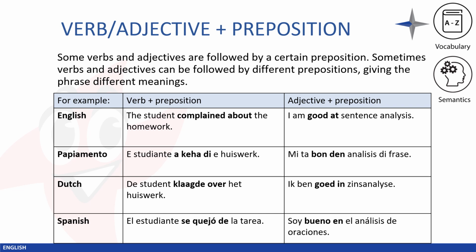If you take a look at the English one, the student complained about the homework. So complained about, specifically, in this sentence. I'm good at sentence analysis. I'm good at, not good in. It's good at. And then if we look at the translations for the other languages, do you see differences? Do you see similarities? What are these?